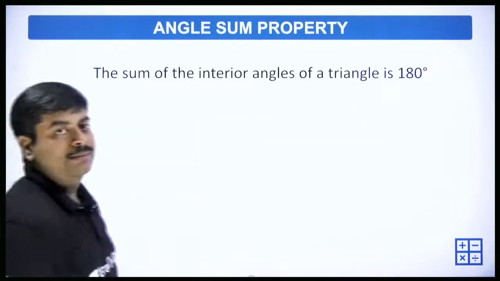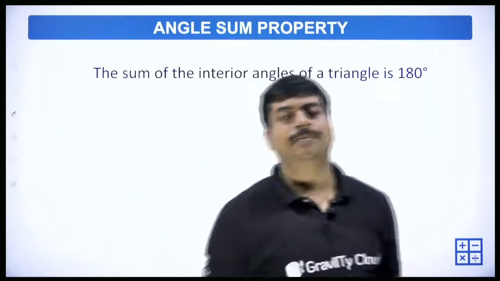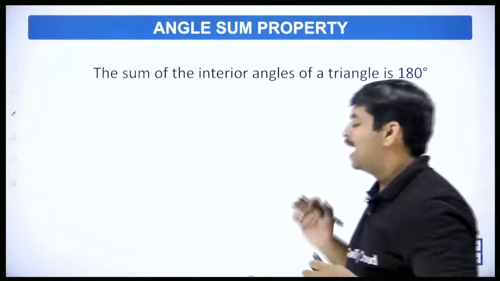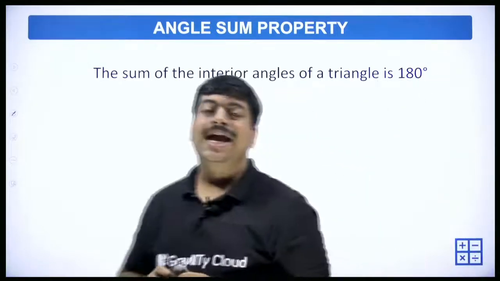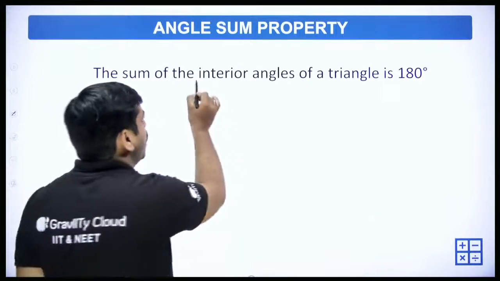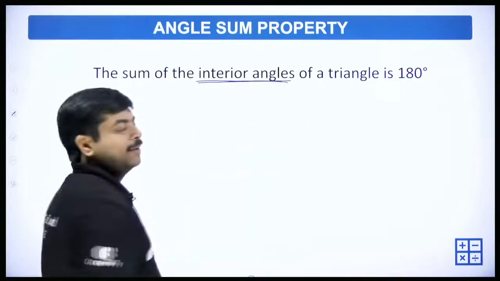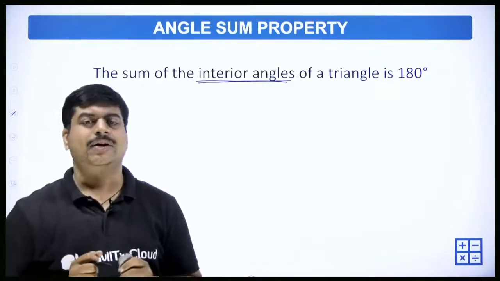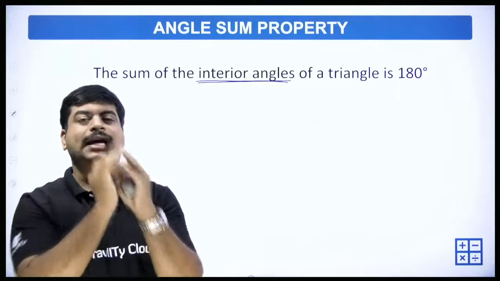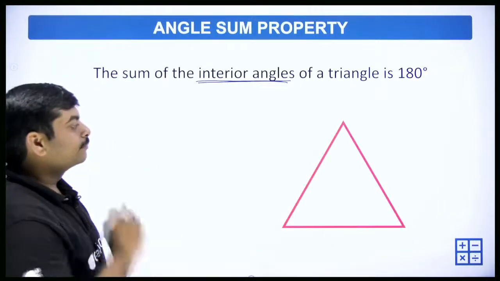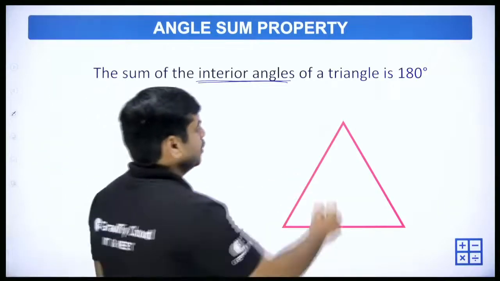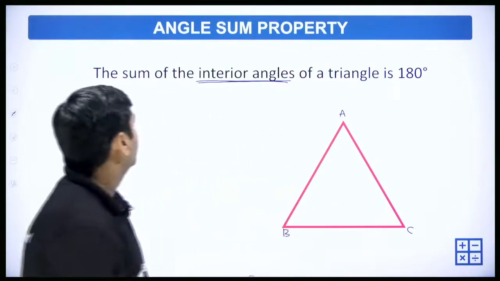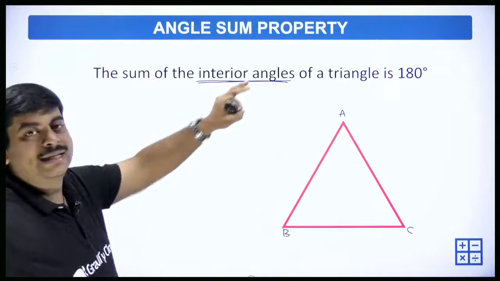The next one we're going to discuss is triangles, which is the first property behind the triangles, today's lecture. The sum of interior angles of a triangle is 180 degrees. What do you mean by interior? Interior means inside the triangle. So let's try to take a triangle. Let us name that ABC. The sum of the interior angles of a triangle is 180 degrees.